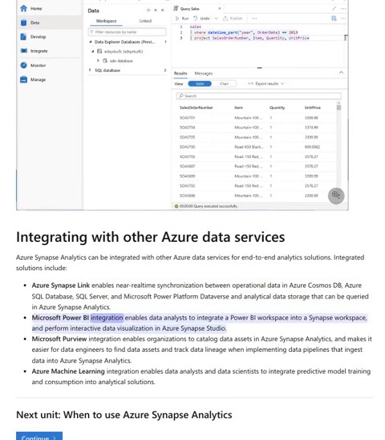Microsoft Power BI integration enables data analysts to integrate a Power BI workspace into a Synapse workspace, and perform interactive data visualization in Azure Synapse Studio. Microsoft Purview integration enables organizations to catalog data assets in Azure Synapse Analytics, and makes it easier for data engineers to find data assets and track data lineage when implementing data pipelines that ingest data into Azure Synapse Analytics. Azure Machine Learning integration enables data analysts and data scientists to integrate predictive model training and consumption into analytical solutions.